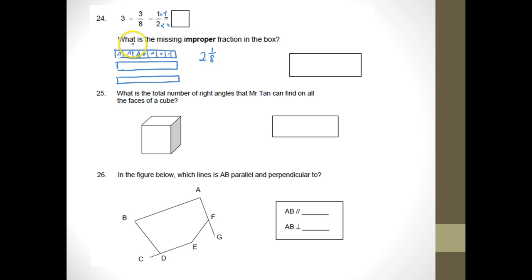I need to find the missing improper fraction. So 2 wholes, 1 whole is 8/8. 2 wholes will be 16/8 plus 1/8 will be 17/8.